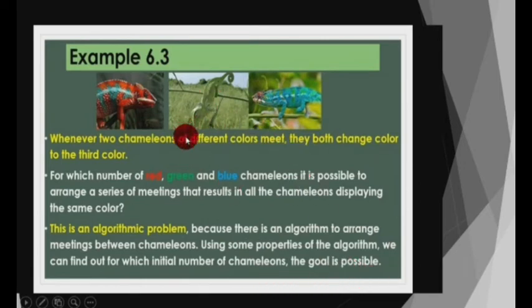This is known as the specification of the problem. Here you have to specify the problem: what is the problem, what is the input, what will be the output. Here, what is the input? There are three different types of chameleons. What is the desired output? We want to make all these chameleons a similar color. What is the condition you want to apply? If two chameleons of different colors meet together, they change into the third color. That is the condition. So you have to find the solution of this problem.